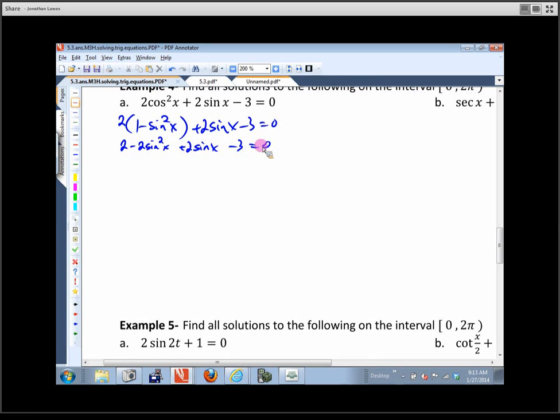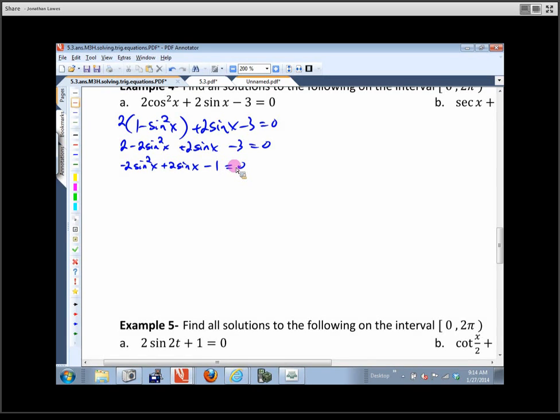Now, here's what I'd like to do. I don't care how you think of this. I really don't like factoring things that have a negative squared term. Okay, that's kind of a pain. So we could move everything over to the other side, or we could collect like terms and then just multiply everything by a negative. So I'm going to collect like terms. I'm going to have negative 2 sine squared x. This is going to be plus 2 sine x. And then if I put the two of these together, that's going to be minus 1. And that equals 0, right?